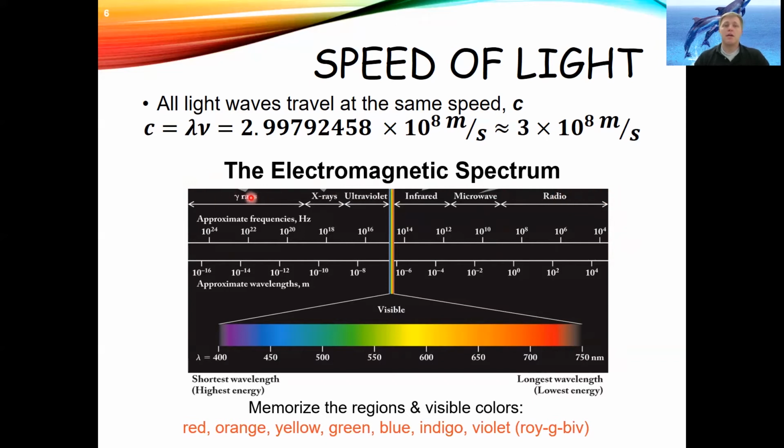You need to know that gamma rays are super short wavelengths, super high frequencies. Radio waves are super long wavelengths, super low frequencies. And you do need to memorize the order of the visible spectrum, which goes red, orange, yellow, green, blue, indigo, violet. Right? There's no purple in there.